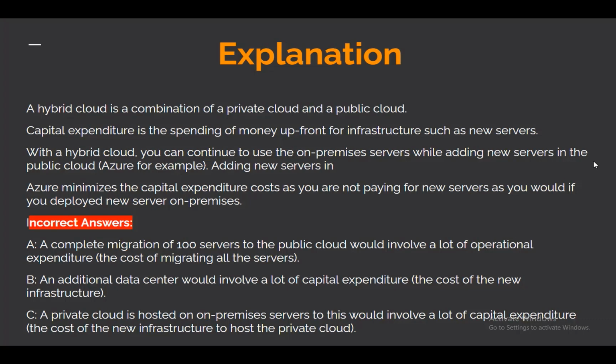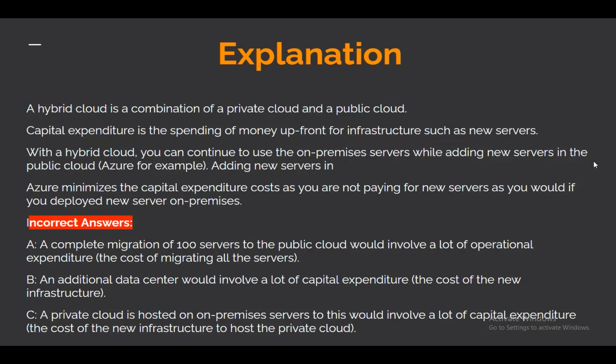Explanation. A hybrid cloud is a combination of a private cloud and a public cloud. Capital expenditure is the spending of money upfront for infrastructure such as new servers. With a hybrid cloud, you can continue to use the on-premises servers while adding new servers in the public cloud. Azure, for example. Adding new servers in Azure minimizes the capital expenditure costs, as you are not paying for the new servers, as you would if you deployed new servers on premises.